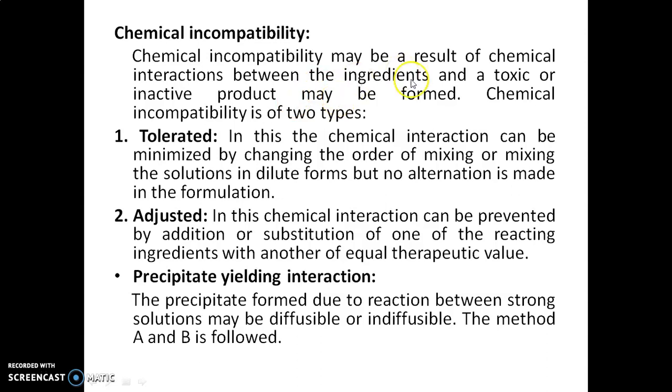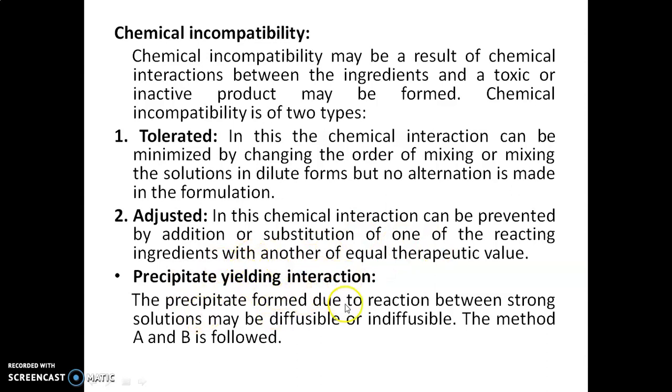It may be formed. The chemical incompatibility is of two types. The first one is tolerated. In tolerated, the chemical interaction can be minimized by changing the order of mixing or mixing the solutions in dilute forms, but no alteration is made in the formulation. And second is adjusted. In this, chemical interaction can be prevented by addition or substitution of one of the reacting ingredients with another of equal therapeutic value.